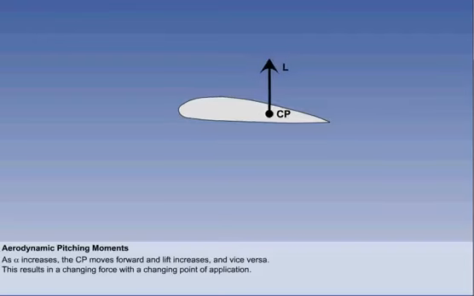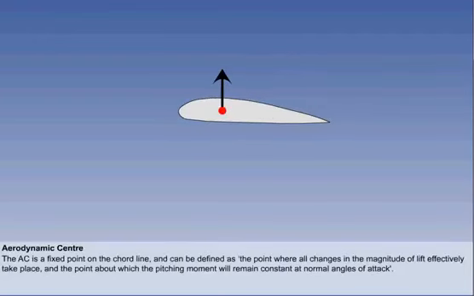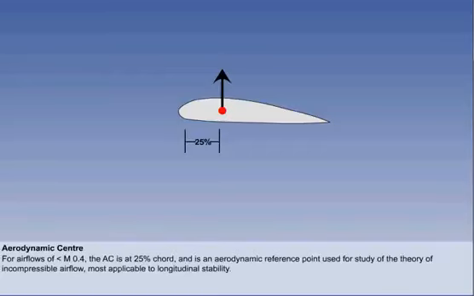The aerodynamic centre, or AC, is a fixed point on the chord line, and can be defined as the point where all changes in the magnitude of lift effectively take place, and the point about which the pitching moment will remain constant at normal angles of attack. For subsonic airflows of less than Mach 0.4, the AC is located at the 25% chord point, regardless of camber, thickness or angle of attack.